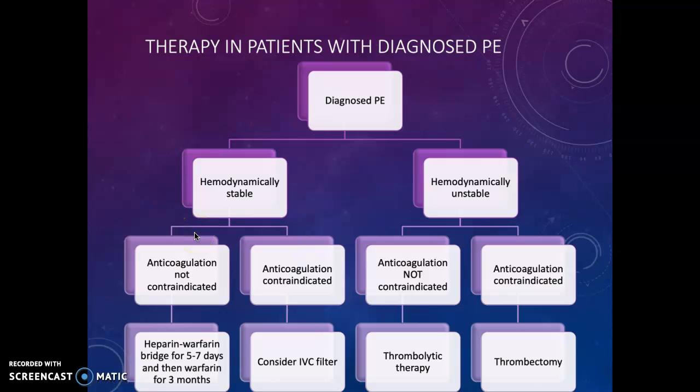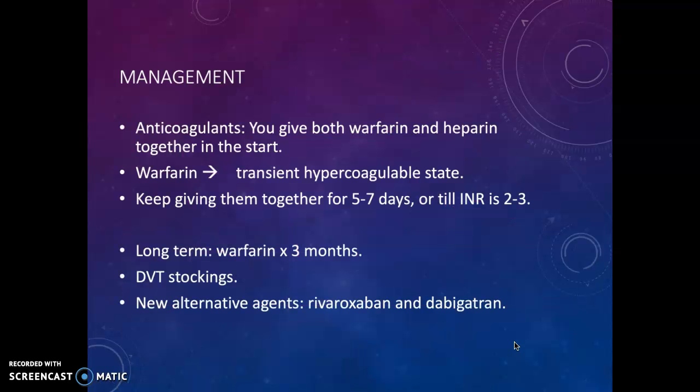If you can go ahead with anticoagulation, you give them a heparin warfarin bridge for 5 to 7 days and then discharge them on warfarin for the next 3 months. If you cannot do anticoagulation in your patient, then you consider an IVC filter. If the patient is hemodynamically unstable and anticoagulation is not contraindicated, you go ahead and give them thrombolytic therapy. However, if they're hemodynamically unstable and anticoagulation is contraindicated, you go for a thrombectomy. That is, you go and resect the thrombus.